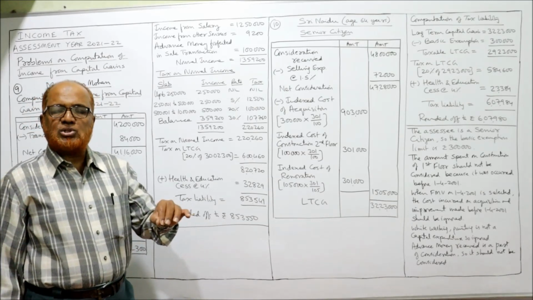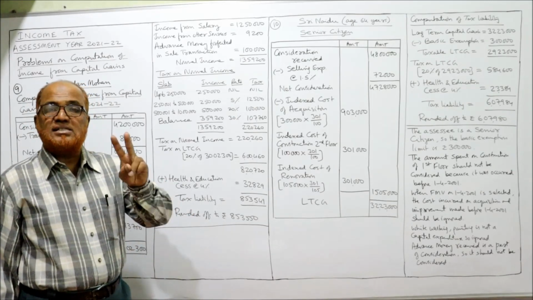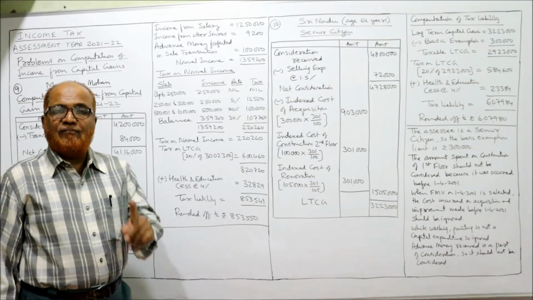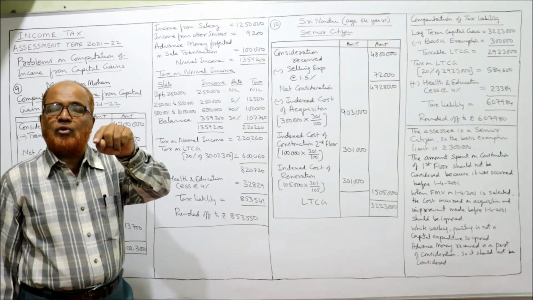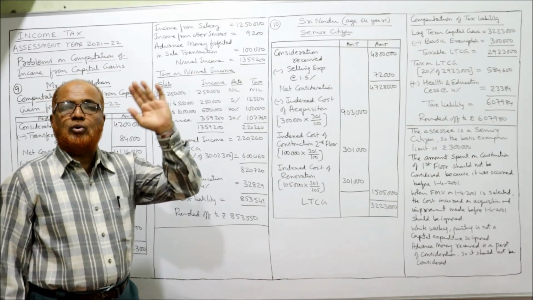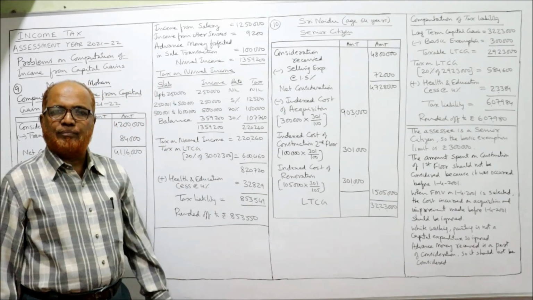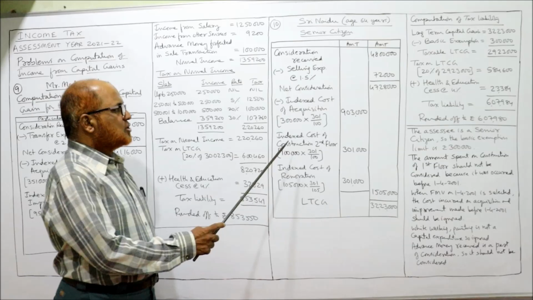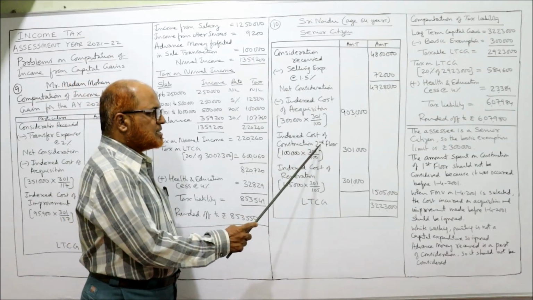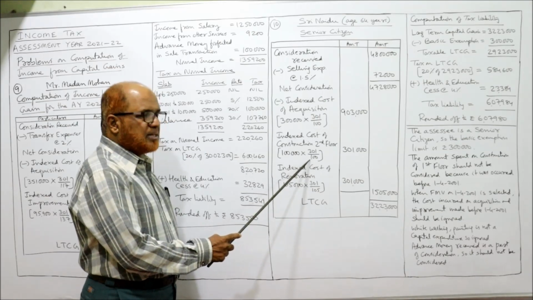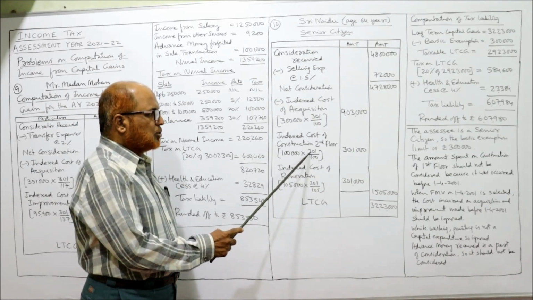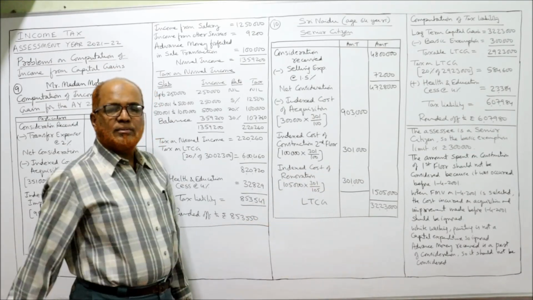Now the indexed cost of improvement, second floor construction. The first floor construction index we should not take, because first floor construction was made before 1/4/2001, so ignore. Second floor construction: 1 lakh rupees was incurred and the index number is given in the problem as 100. So 301 by 100, 3 lakh 1,000.